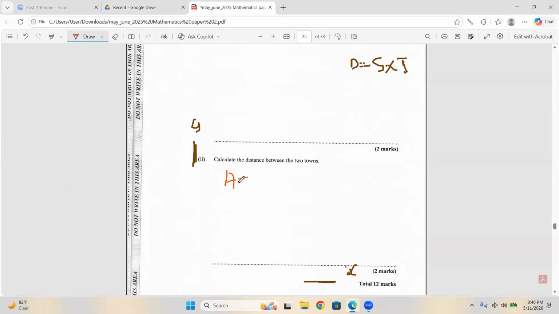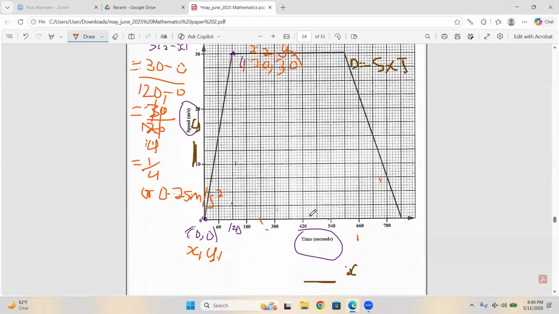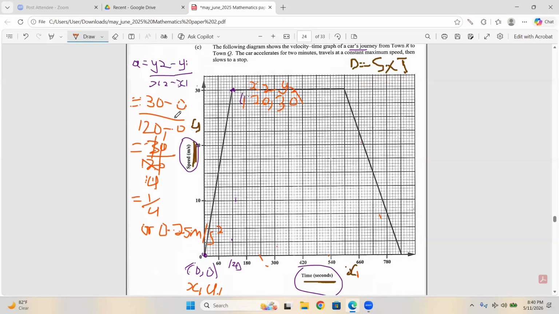So I'm using the area of the trapezium, which is a half multiplied by the sum of the two parallel sides, A and B, by the height. Now, how do we figure out those things? So this entire diagram is a trapezium, right? Sometimes trapeziums can look slightly different, but that's what it looks like generally. The parallel sides are, this side is parallel to this side.